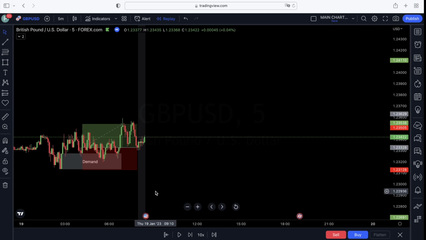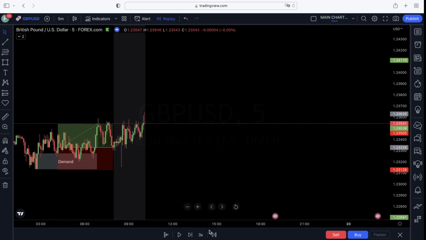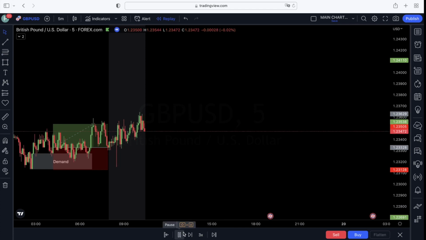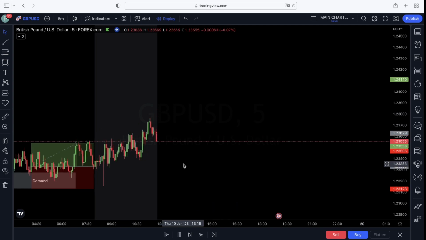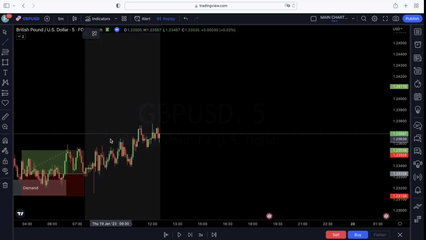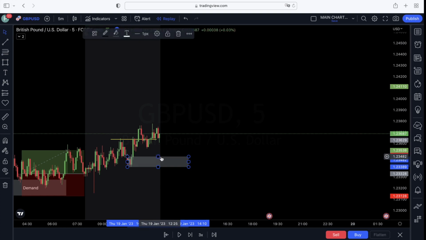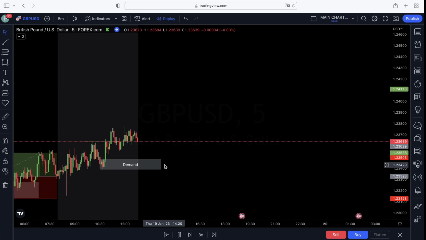I wouldn't have took that, would have been asleep. So yeah, we're in New York session. Let's slow it down a little bit. See if we can get some aggressive buying. Okay, so look, I would say this is my break of structure here. This is my demand zone right here. Let's see if we got a trade Thursday.